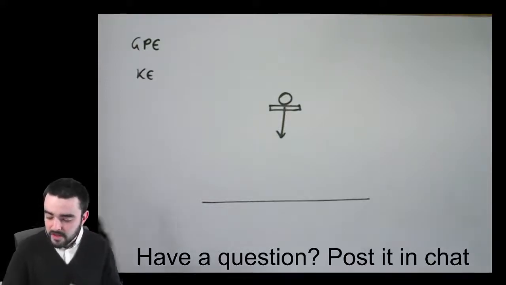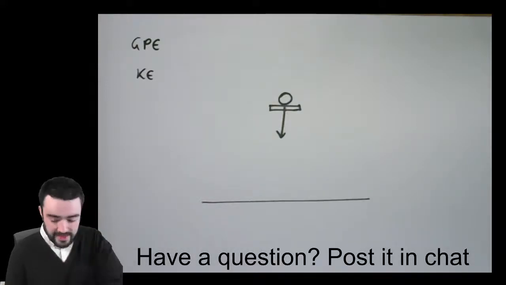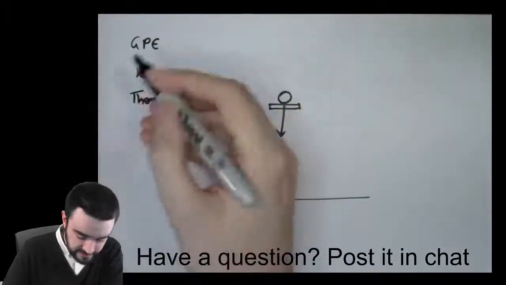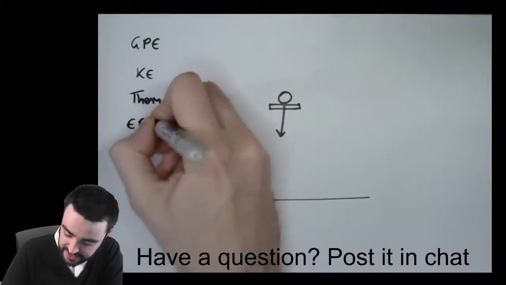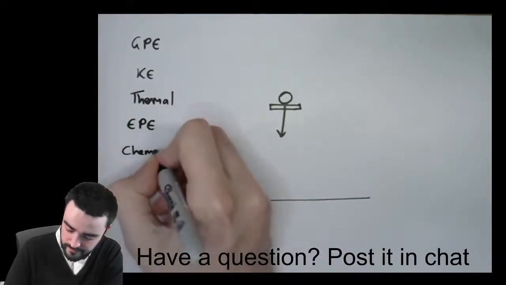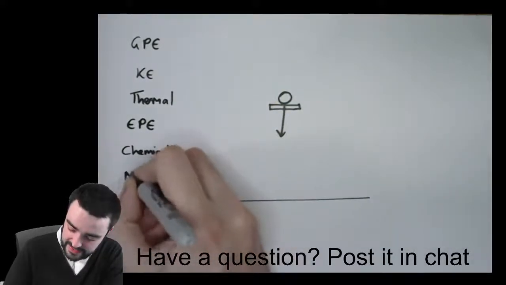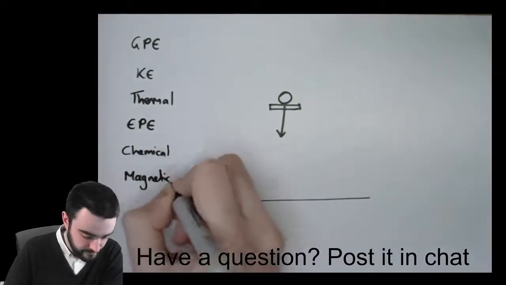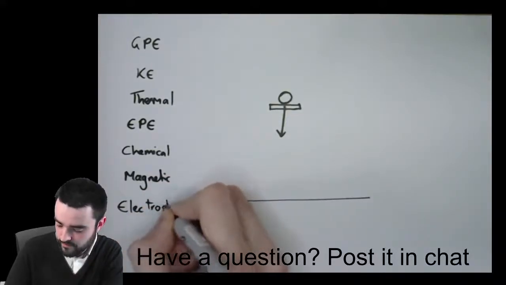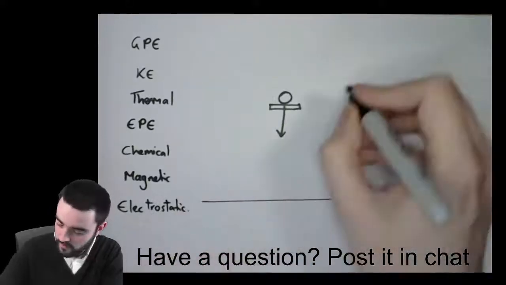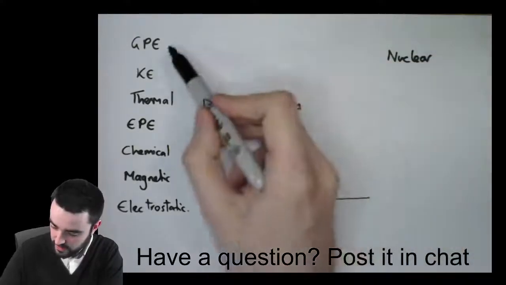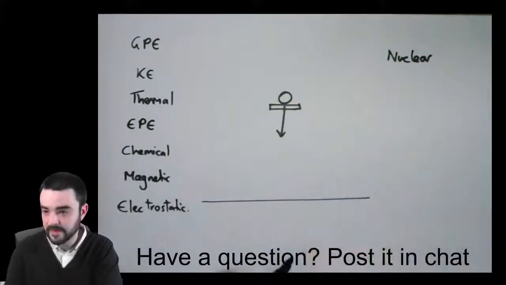Okay, so I've mentioned GPE and KE. We also have thermal, gravitational. We have elastic potential energy, which I'm going to call EPE. We have chemical. We have magnetic. We have electrostatic. We have nuclear. And am I missing anything? 1, 2, 3, 4, 5, 6, 7, 8. No, that's all of them.